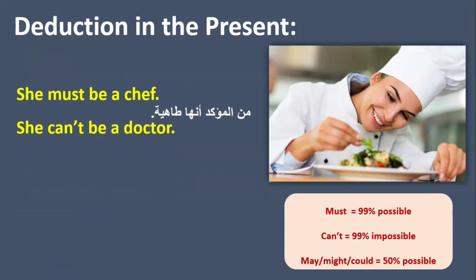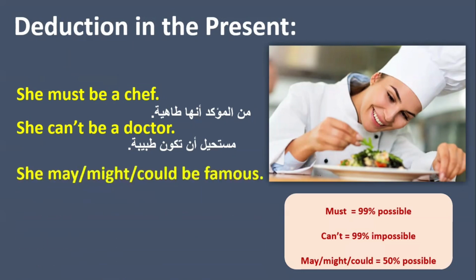Another thing that you may see here, she can't be a doctor. من المستحيل أن تكون طبيبة. So can't here has nothing to do with ability. I'm not talking about the fact that she cannot be a doctor, يعني لا تستطيع أن تكون طبيبة for any reason. No, I'm saying that I'm guessing she is not a doctor, but my guess is very strong. من المستحيل أن تكون طبيبة because of the way she's dressed, and we can see that she is probably a chef, or she must be a chef, as we said before, so she can't be a doctor.